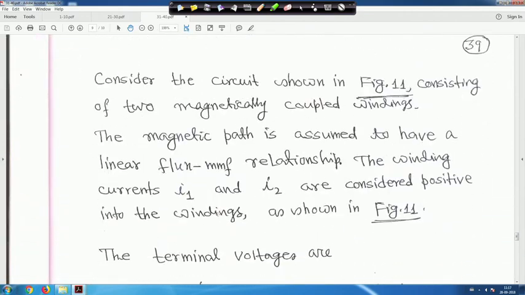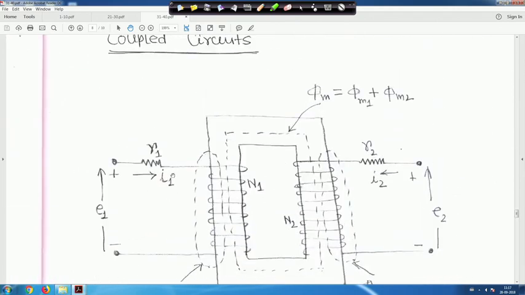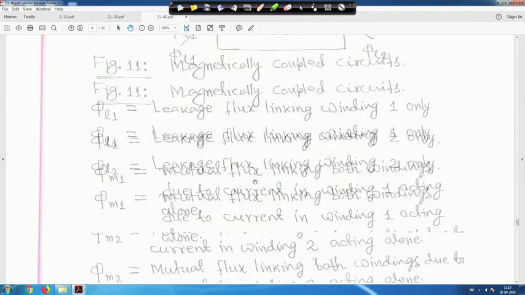The magnetic path is assumed to have a linear flux MMF relationship. We will assume a linear relationship between flux and MMF, that is between phi and Ni. The winding currents I1 and I2 are considered positive into the winding as shown in figure 11. As these two currents are entering into this coil, we are assuming they are positive. Some convention we have to make.